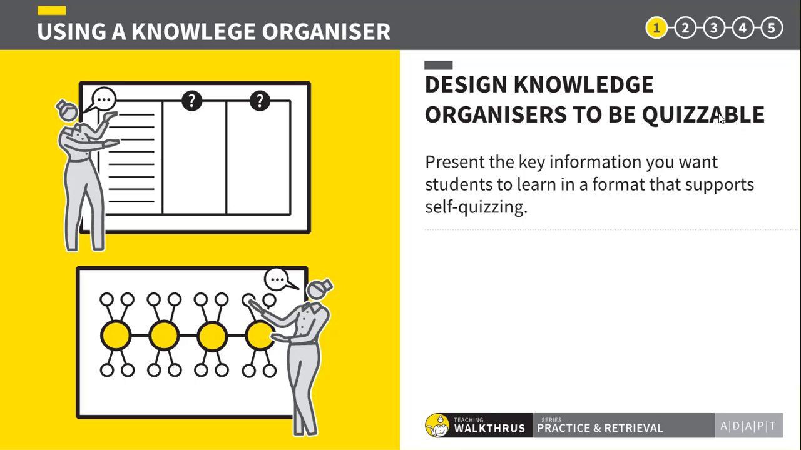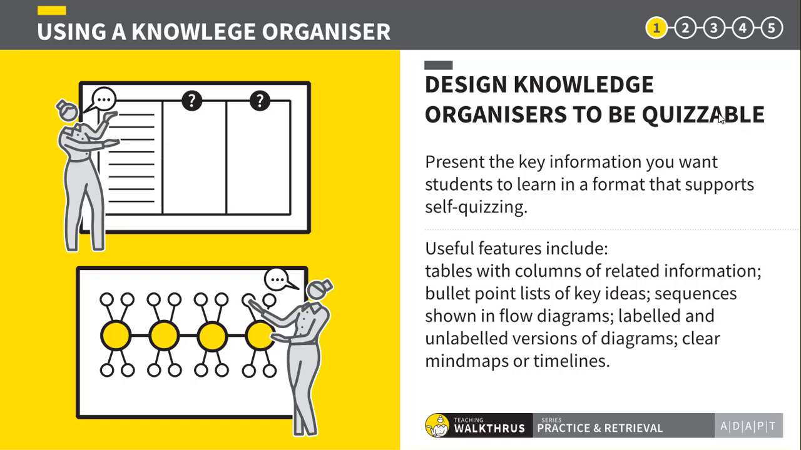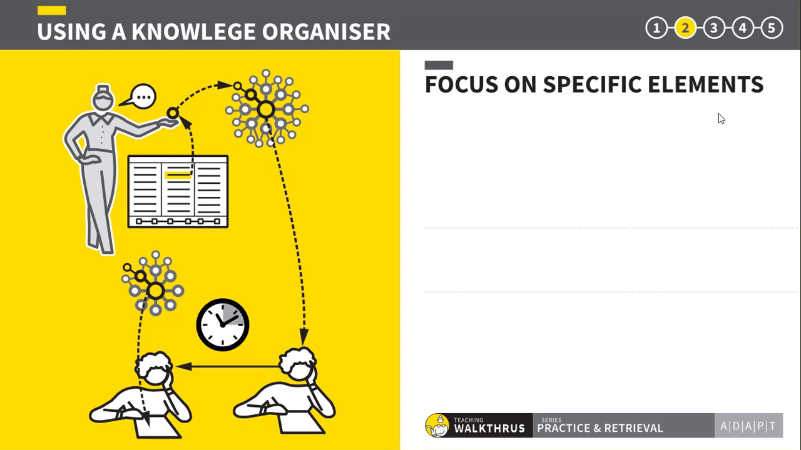Present the key information you want students to learn in a format that supports self-quizzing. Useful features include tables with columns of related information, bullet point lists of key ideas, sequences shown in flow diagrams, labelled and unlabelled versions of diagrams, clear mind maps or timelines. A key thing here is thinking about how we're going to graphically lay out that information to create something that is visually appealing and it doesn't factor in too much into the increased cognitive load when it comes to interpreting that information.